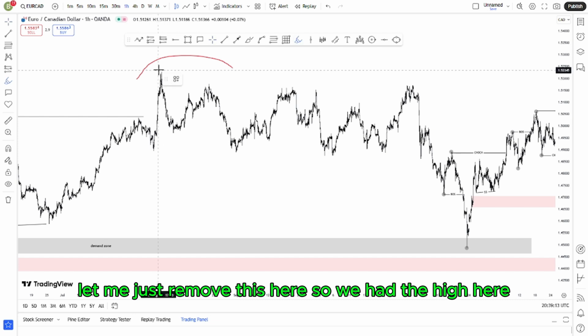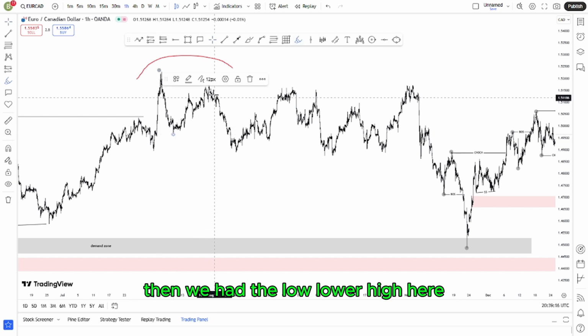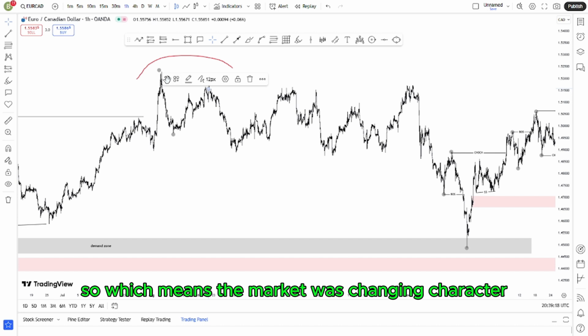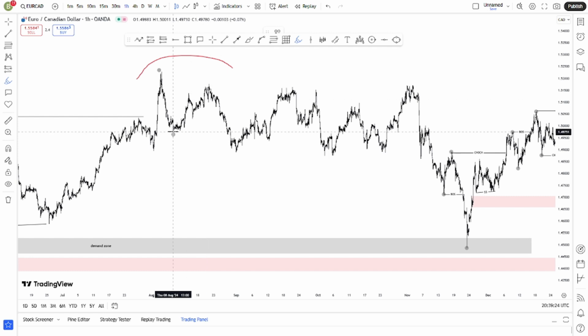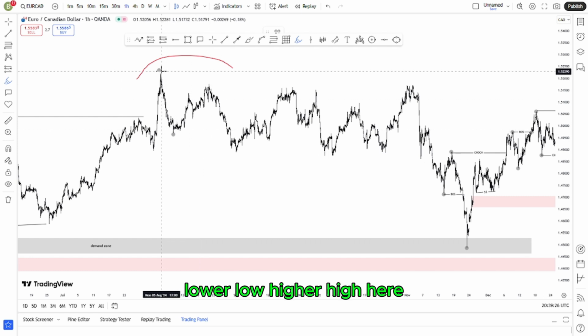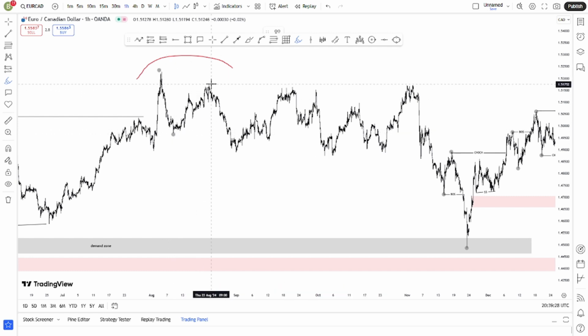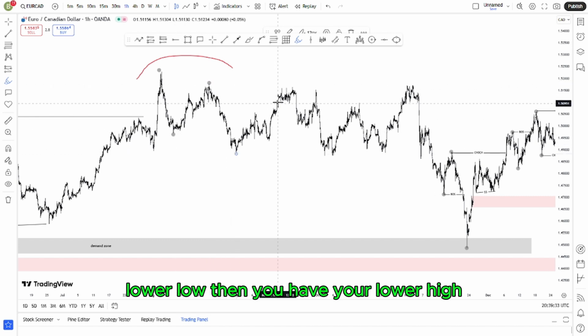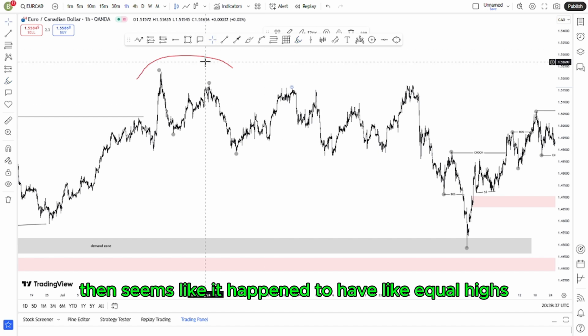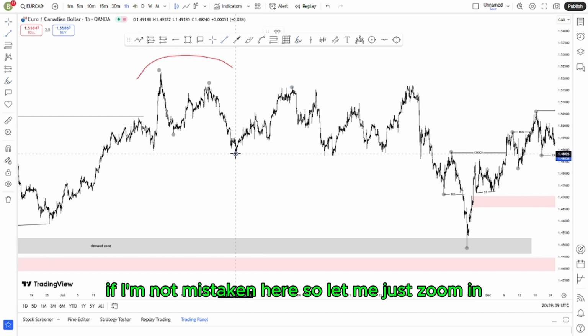So we had the high here, then we had the lower high here, which means the market was changing character internally, guys. Now low, high here, lower high, low, higher high here, and then we have your lower high, lower low here, lower low here, lower high, lower low, then we have your lower high. Then it seems like it happened to have equal highs, if I'm not mistaken here.